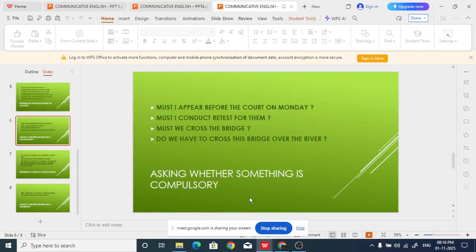Asking whether something is compulsory. So you want to ask whether something is compulsory, whether you have to submit homework on Monday, let us say. Must I appear before the court on Monday? Must I submit my assignment on Monday? Must I conduct a retest for them? Must we cross the bridge? Do we have to cross this bridge over the river? So you can make a sentence using must I or must we, like that. Can you make any of the sentences using must?